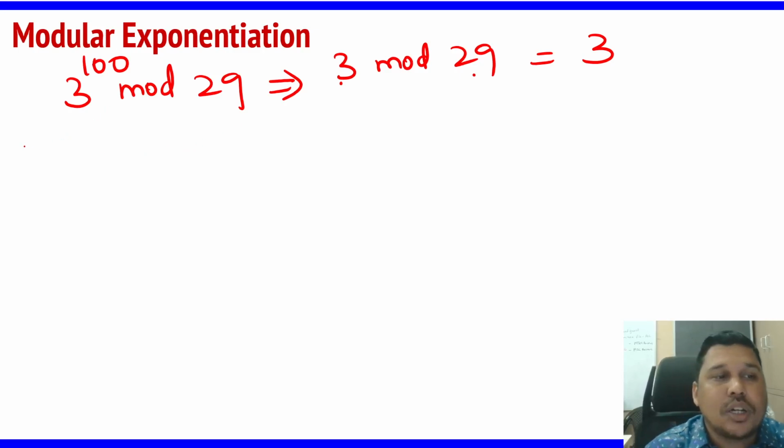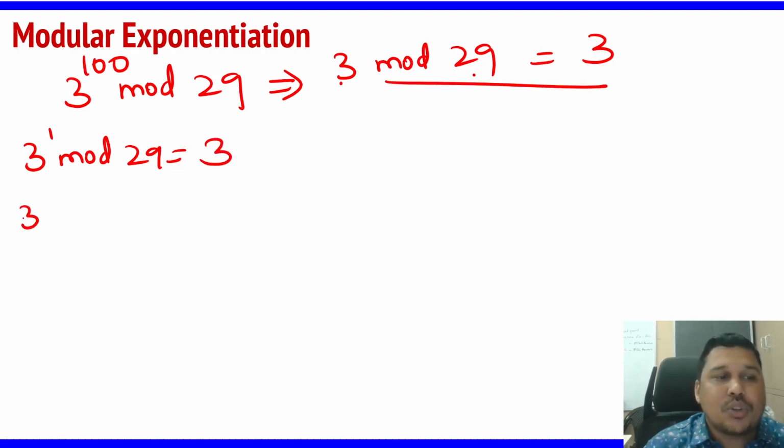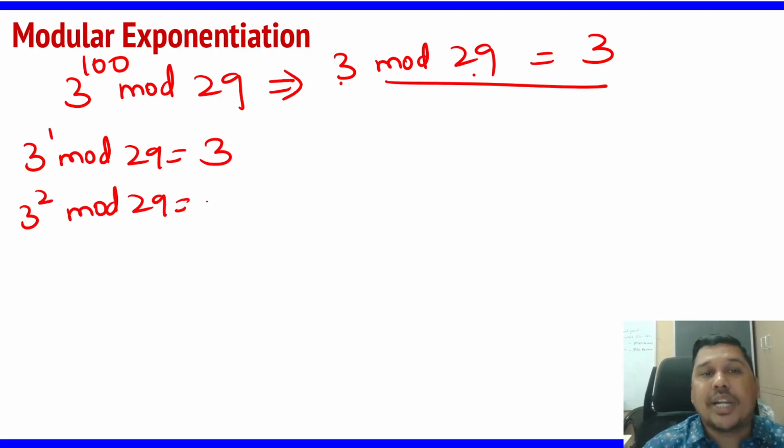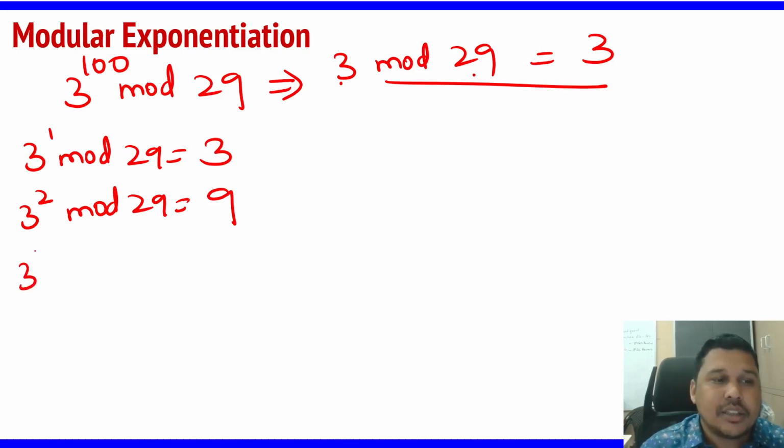So you have to find out 3 power 1 mod 29 first. 3 mod 29 is 3. That's what we already found. Then find out 3 power 2 mod 29. That is 9 mod 29, and again the answer will be 9 only, because 9 is smaller. Of 9 and 29, one value will be 9, the other value will be minus 20, so 9 is smaller. Then 3 cube mod 29.